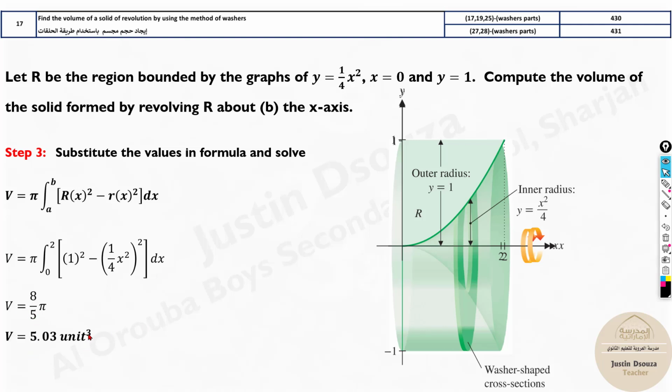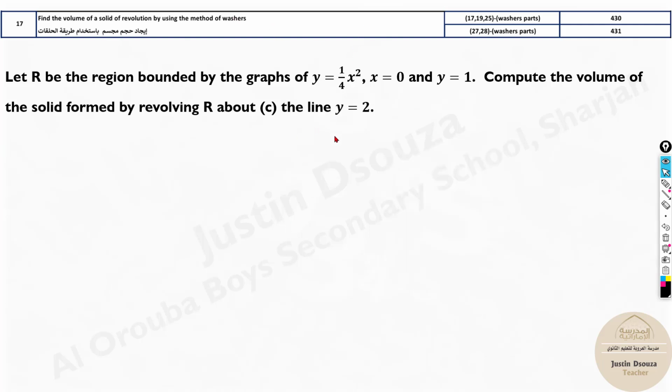8/5 pi, or 5.03 unit cube. Why? Because volume is in terms of power 3, the dimension. So if it's centimeter, it'll be centimeter cube, and so on. So that's how we solve this particular problem, and we can solve other problems.